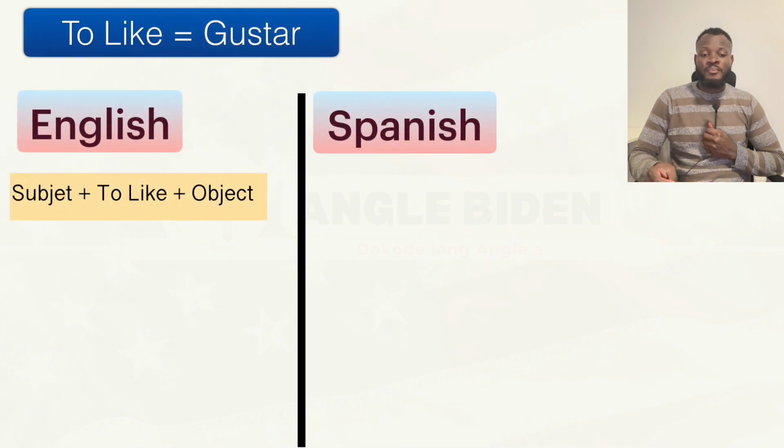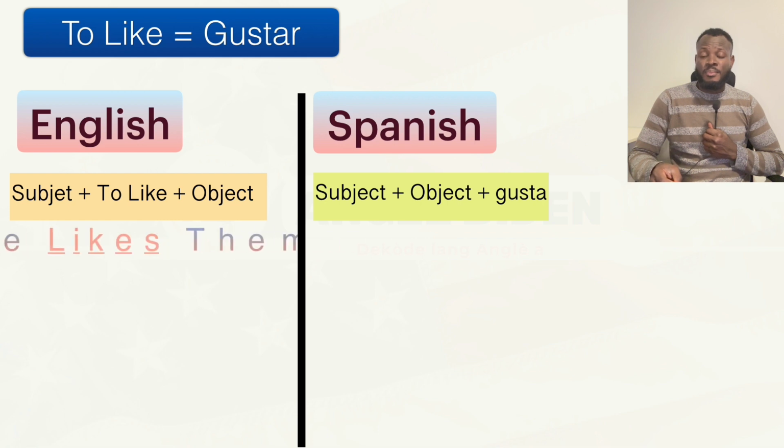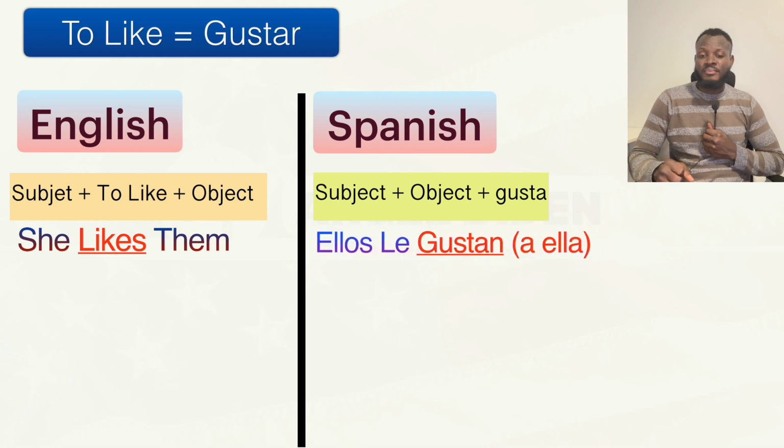Okay. The same pattern, the subject plus indirect object plus the verb. That's how it works in Spanish. She likes them. Ellos le gustan a ella. Now it's time to remove the subject, personal pronoun. It is easier for us to communicate, to speak. We just decide to drop it since we have that freedom to do so. So when we do so, we're left with just le gustan.